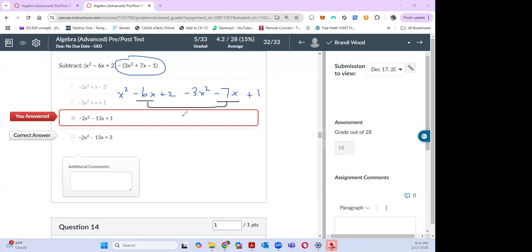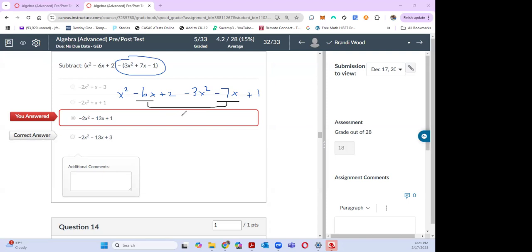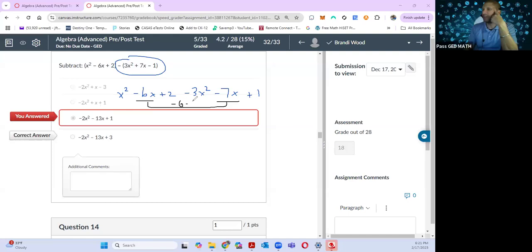What's minus 6 minus 7? Is that a 1? Nope. Minus 6 minus 7. That's negative 13? Negative 13. So minus 6 minus 7, because we remember when we have like terms, we combine the coefficients. So we got minus 13x.